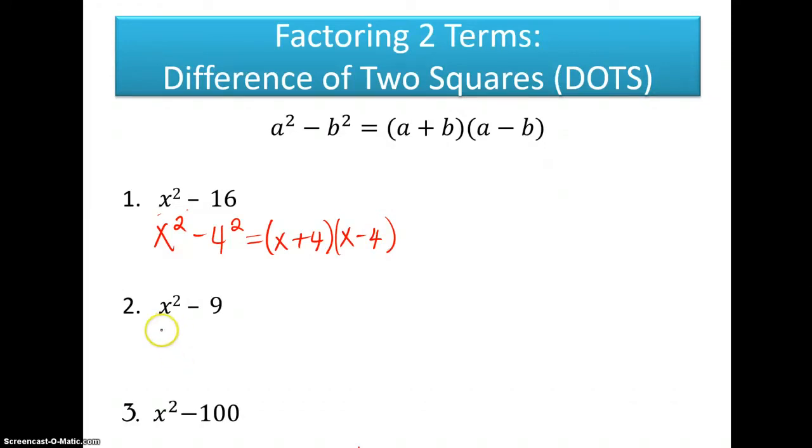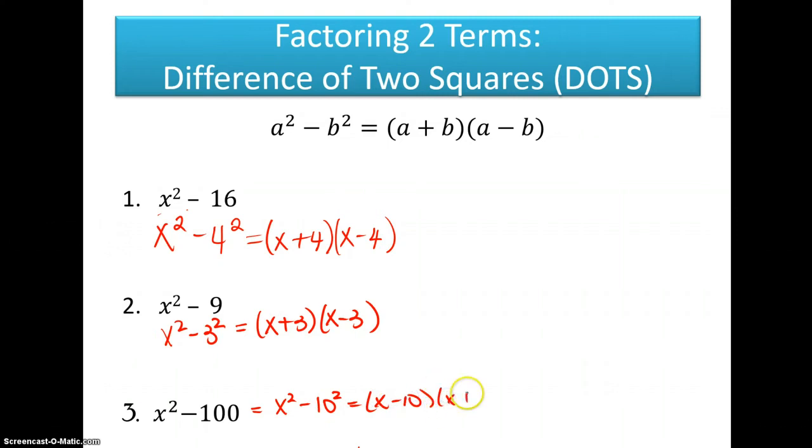Again, number 2. 2 terms being subtracted. Can I rewrite them both as something squared? Yes. This factors to x plus 3 and x minus 3. Number 3. 2 terms being subtracted, can I rewrite them as something squared? Yes. Then it follows the pattern x minus 10, x plus 10. Notice that I wrote the minus 10 first and the plus 10 second. It doesn't matter.